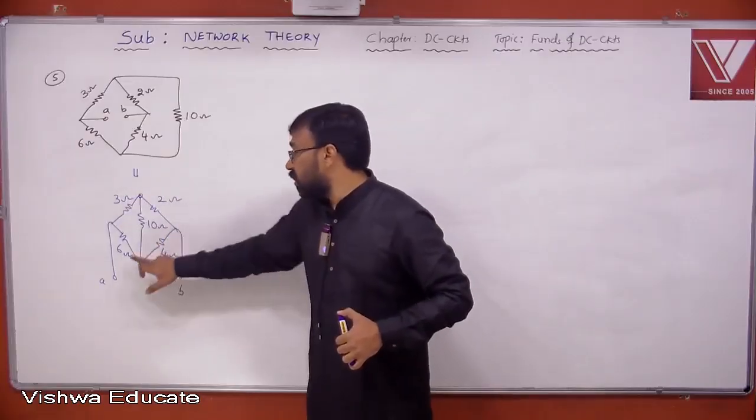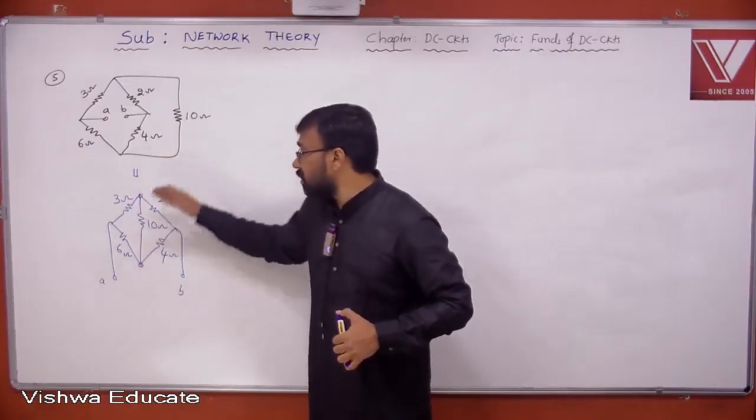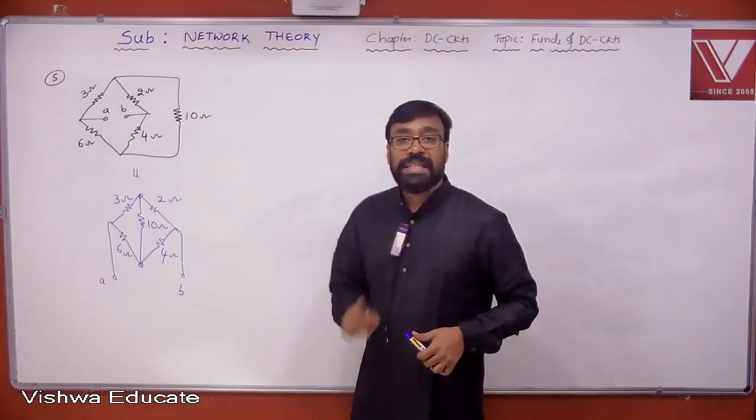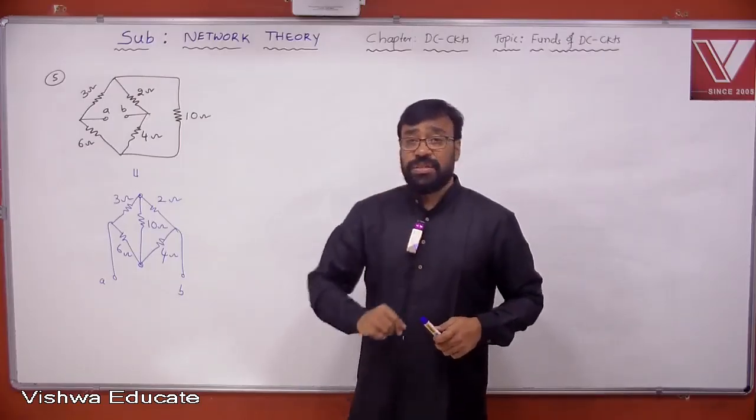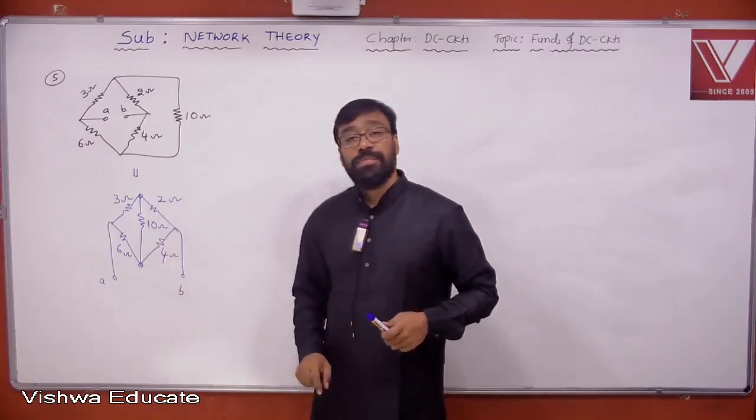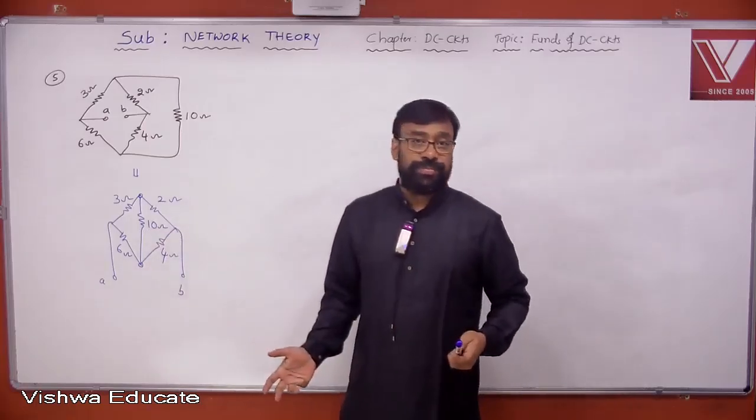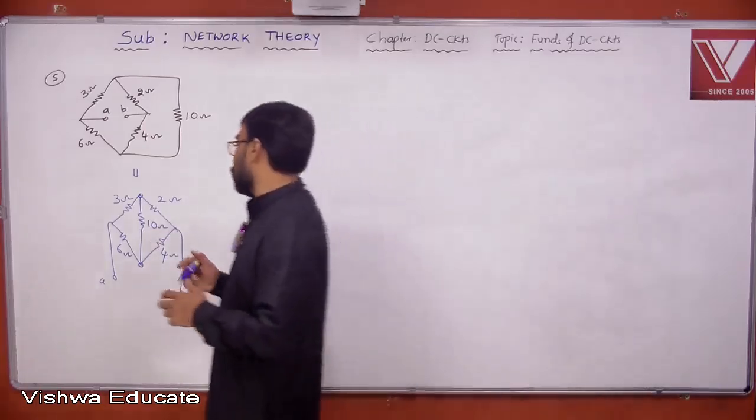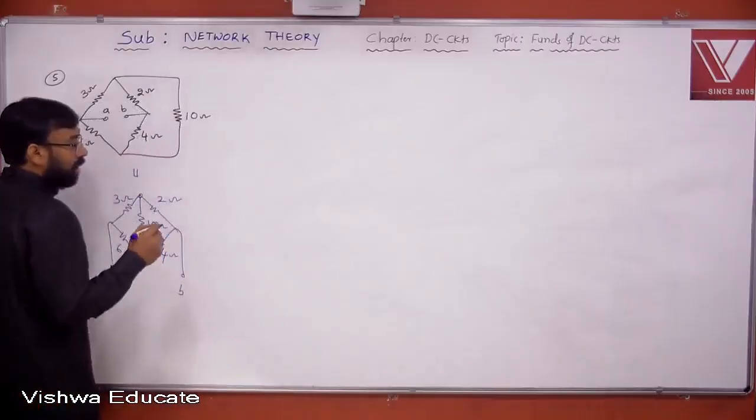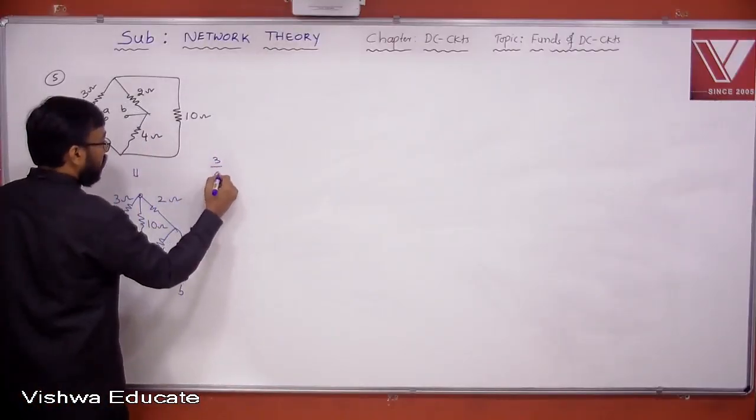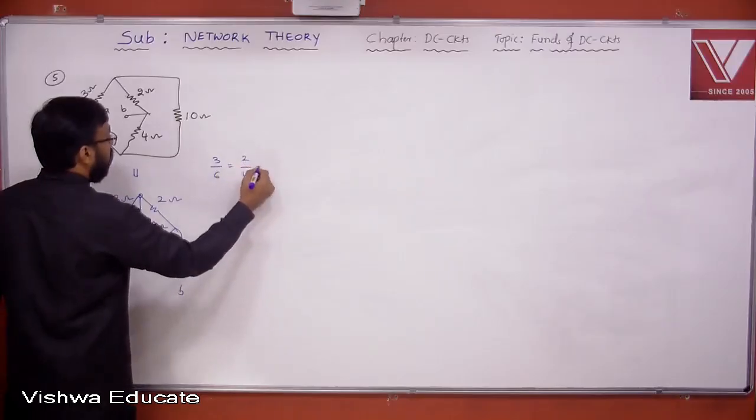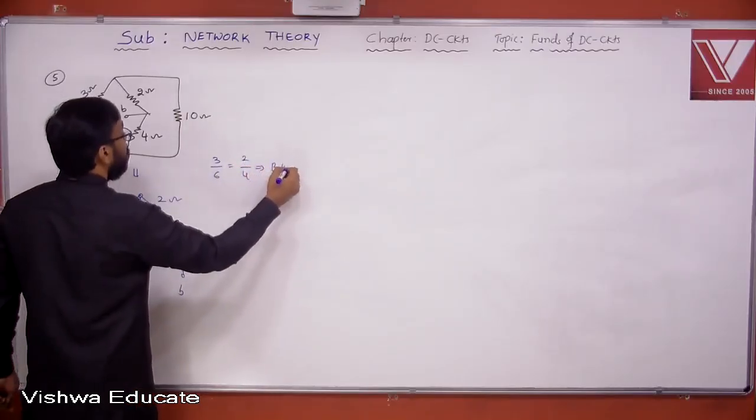3 by 2 is equal to 6 by 4, or else 3 by 6 is equal to 2 by 4. It is a balanced Wheatstone bridge. Under balanced condition, what is the current flowing through 20 ohm? 0. Yes or no? Therefore, for this problem, star delta transformation is not required.